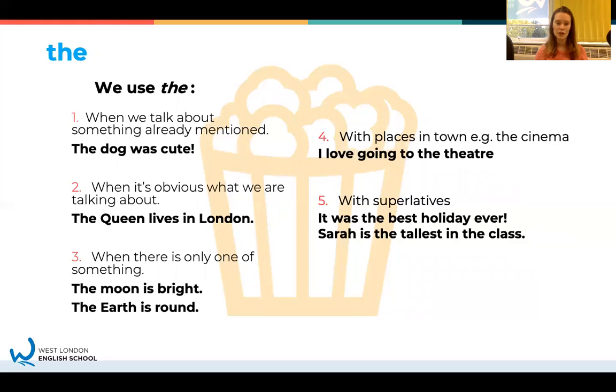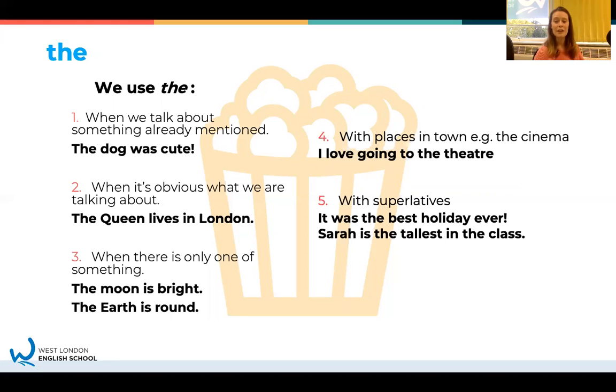If you look at number 2, when it's obvious what we are talking about. Now, if I'm in the UK and I talk about the Queen, everybody thinks of the British Queen, the UK Queen. So the Queen lives in London. It's obvious.